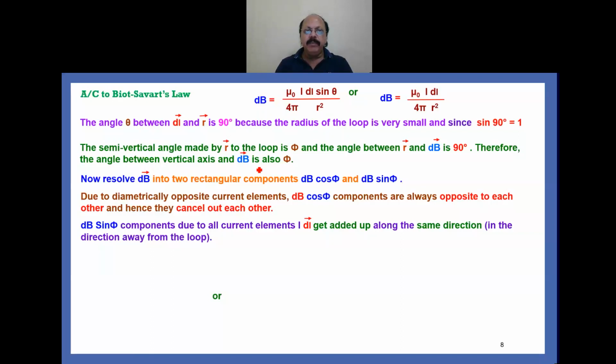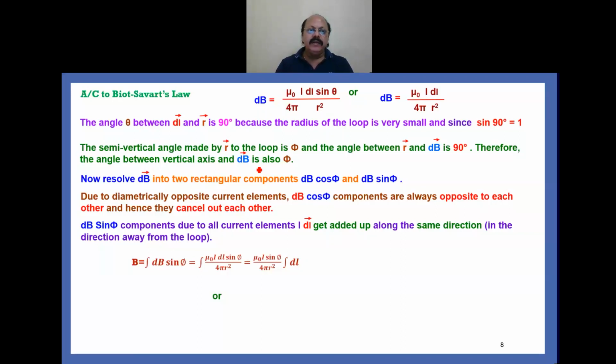Similarly, for the diametrically opposite current element at point D, its components are also dB cos phi and dB sin phi. But the dB cos phi components are always opposite to each other, so they cancel each other. So we will get only the dB sin phi component due to all current elements. So we add them so that we can get the total magnetic field at point P. For that purpose, we integrate dB sin phi.